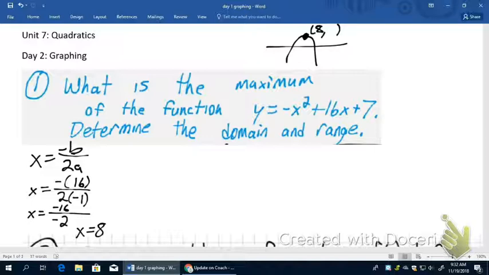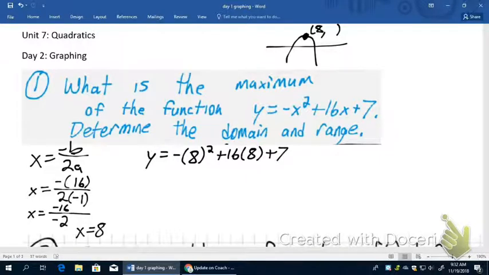I've got to find the y value now. So the next thing you've got to do is plug that x value of 8 into the function and see what it gives you in your calculator. Y equals, so I'm going to be typing into my calculator negative 8 squared, coming from using the function, just replacing the x values with 8. Plus 16 times 8 plus 7. You have to be very careful to use parentheses correctly here.